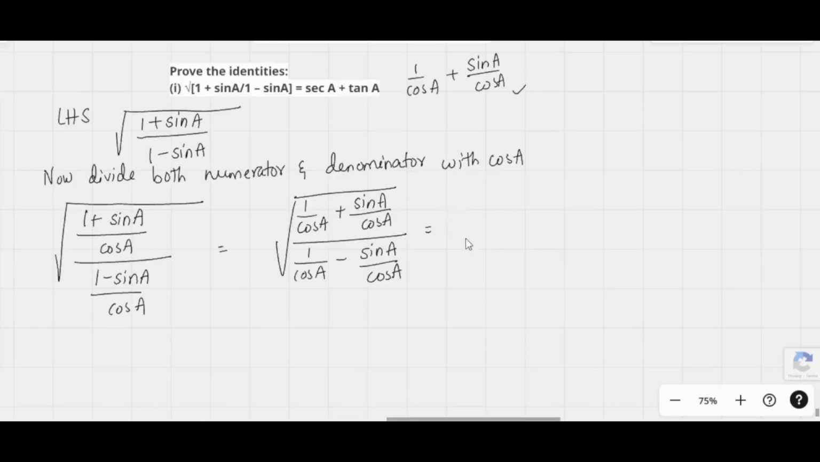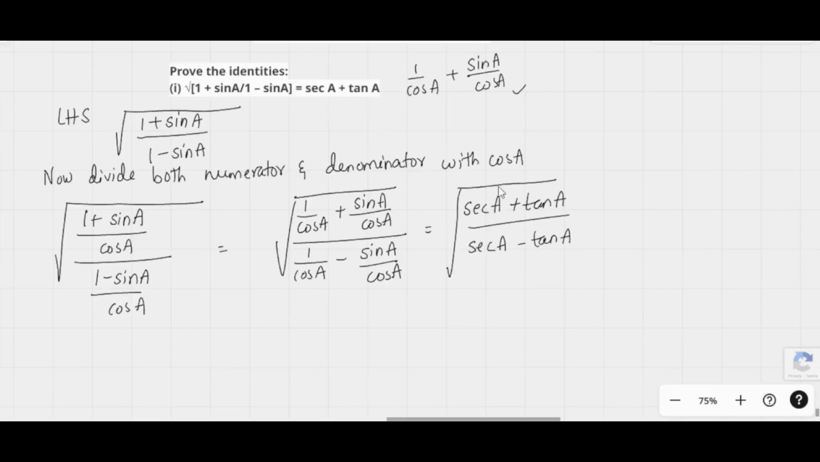1 by cos is what? Root of secant A plus sine by cos means tan A, tan A by secant A minus tan A. I got its terms, but the denominator is there here. I don't want the denominator. I want only the numerator, because in the right hand side only the numerator is there.